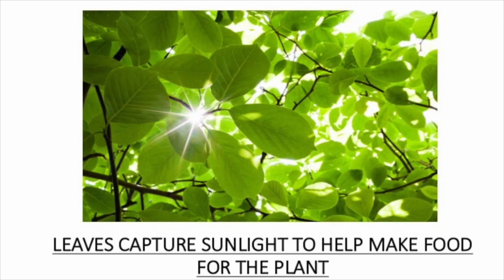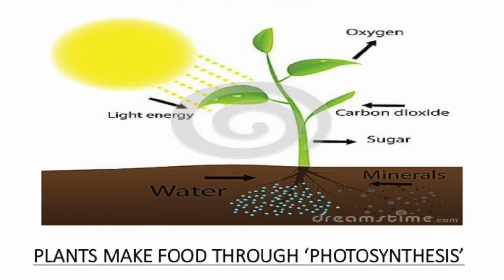Leaves capture sunlight to help make food for the plant. Yes, that's why you'll normally see leaves at the top of the plant, because they have to be high to catch the sunlight. Leaves are the receptors to the sunlight. And plants make food through photosynthesis. Yes, that long word again, photosynthesis. Well done. That's the process of plants making their own food.